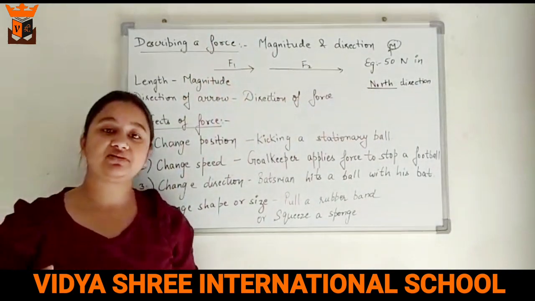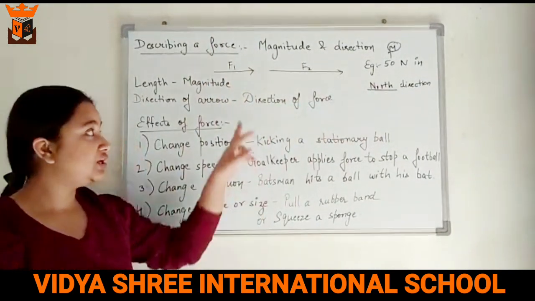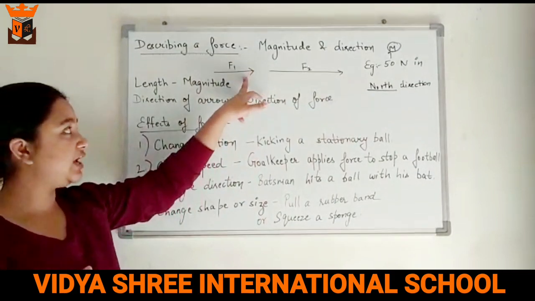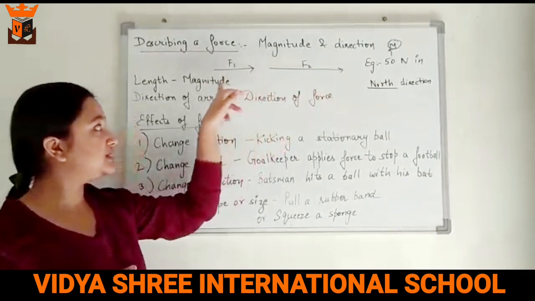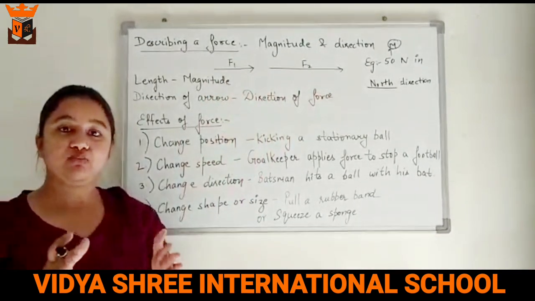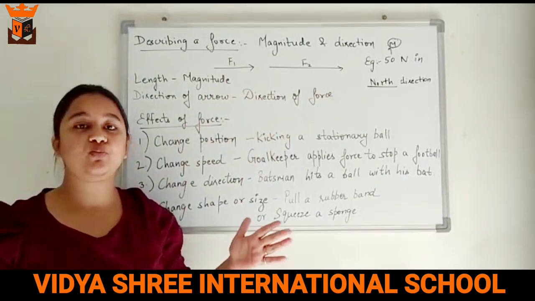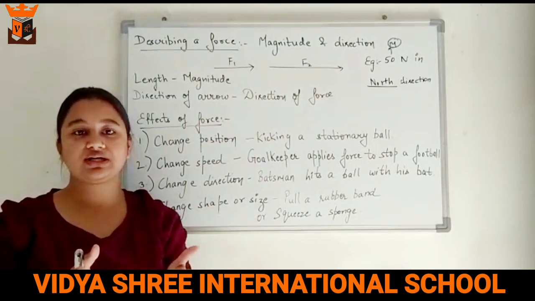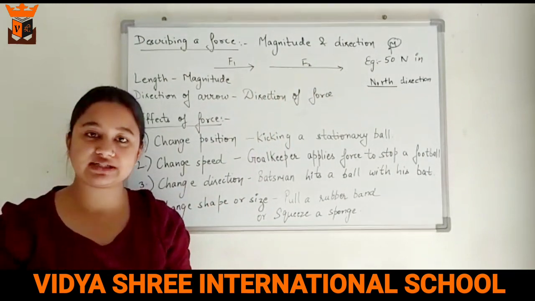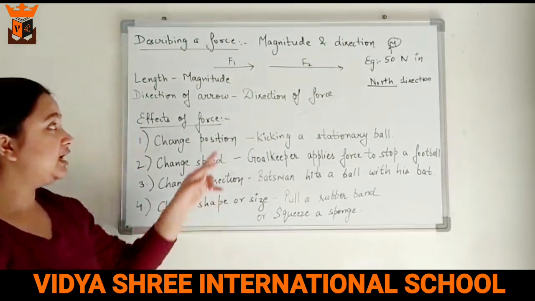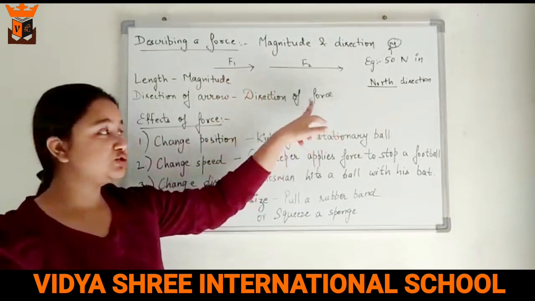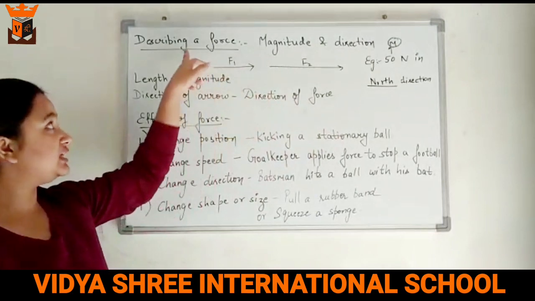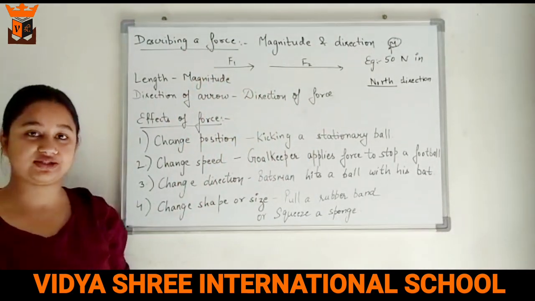Now the force can be represented by an arrow. You can see there are two arrows, F1 and F2. The length of the arrow represents the magnitude, meaning the longer the arrow, the greater the magnitude, and the smaller the arrow, the smaller the magnitude. Second, the direction of the arrow represents the direction of force. So by compiling both of these, we can easily describe a force.